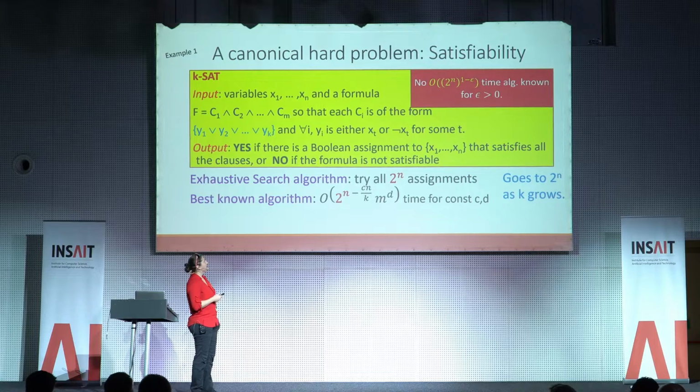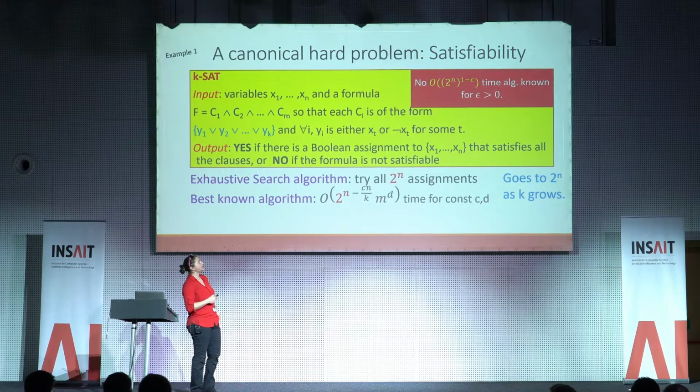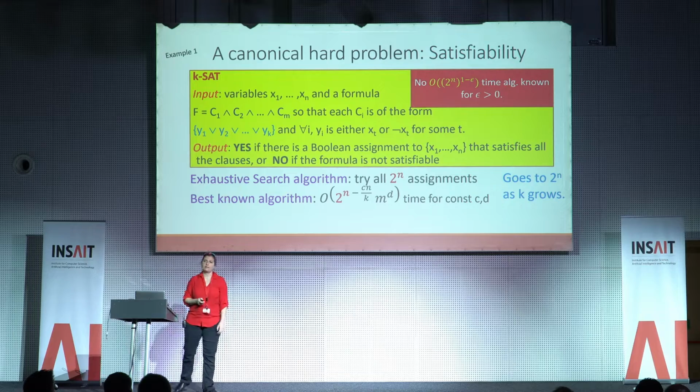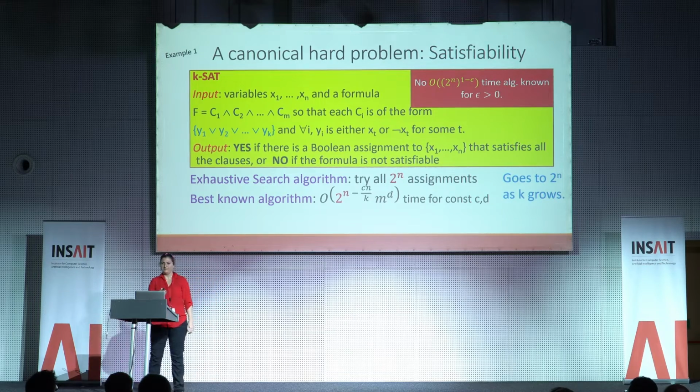So what makes this interesting to me is that 2 to the n is the easy thing to do, but there's nothing like 2 to the n to the 1 minus epsilon for epsilon bigger than 0. Nothing like 1.9 to the n.